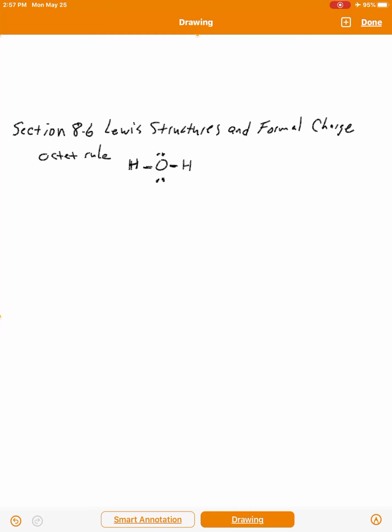It turns out that it is not the case that all stable structures possess octets, as we'll see as we move along through the chapter. So for that reason, we need another method of evaluating the quality of a Lewis structure. So we may realize that this structure right here is problematic because the carbon atom only has 4 electrons, and that's no good. So that Lewis structure is no good. That's using the octet rule.